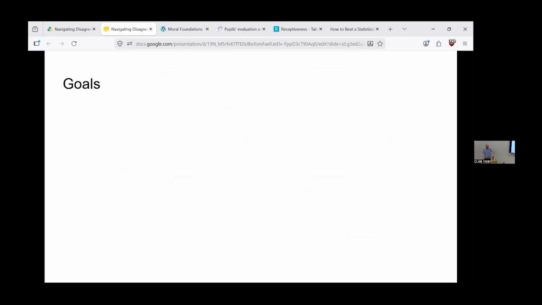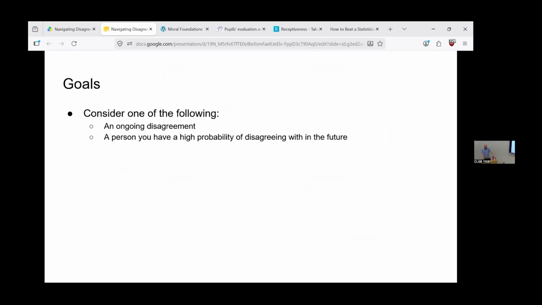All right, so now I want us to engage in some goal setting. So we've talked about the full timeline of the disagreement. I want you to consider either an ongoing disagreement that you've got in your life, or a person you have a high probability of disagreeing with in the future, or an issue you have a high probability of disagreeing about in the future. And I want you to write down some goals. So I'll give you a minute or two to do that right now.